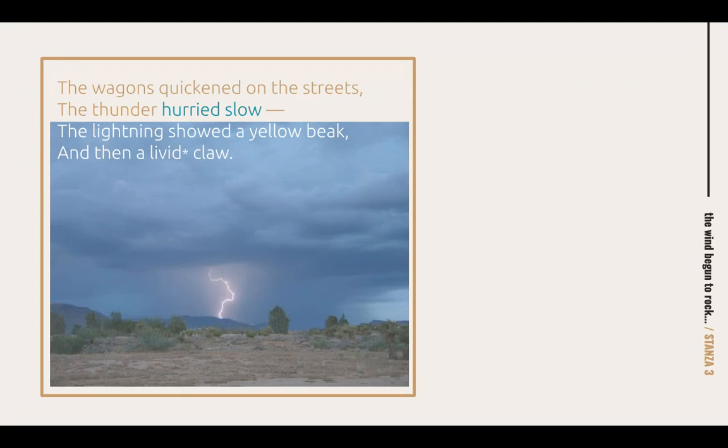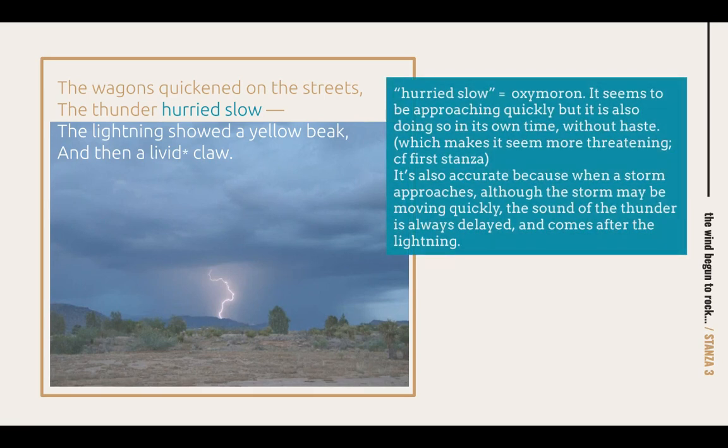The wagons quickened on the streets, the thunder hurried slow, and lightning showed a yellow beak and then a livid claw. Now, hurried slow, you should immediately be able to identify as an oxymoron. You can't hurry and be slow at the same time. So I hope that you picked that up. If you didn't, there it is. Don't forget it. It's an oxymoron in that the thunder is hurrying and yet it's slow.